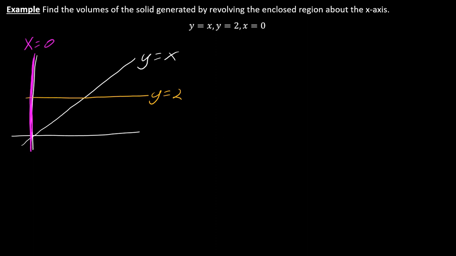Okay, so here's the situation. I've got y equals x, y equals 2, and x equals 0. So what's the area that is enclosed? It's this little area in here. And so then I need to rotate this around the x-axis. So I rotate this around here.